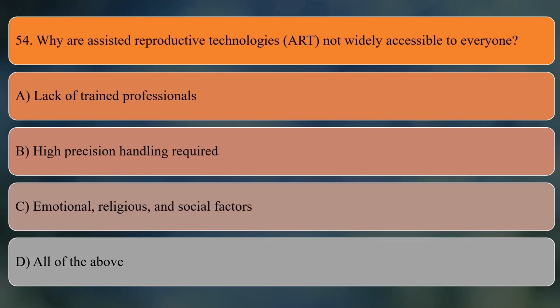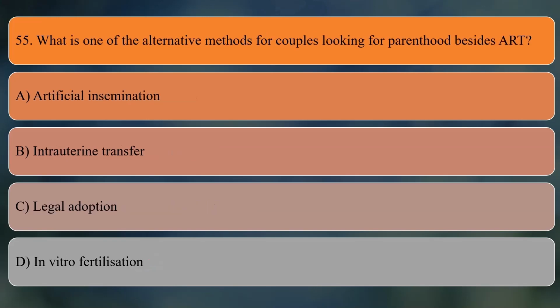Why are assisted reproductive technologies, ART, not widely accessible to everyone? What is one of the alternative methods mentioned in the text for couples looking for parenthood besides ART?